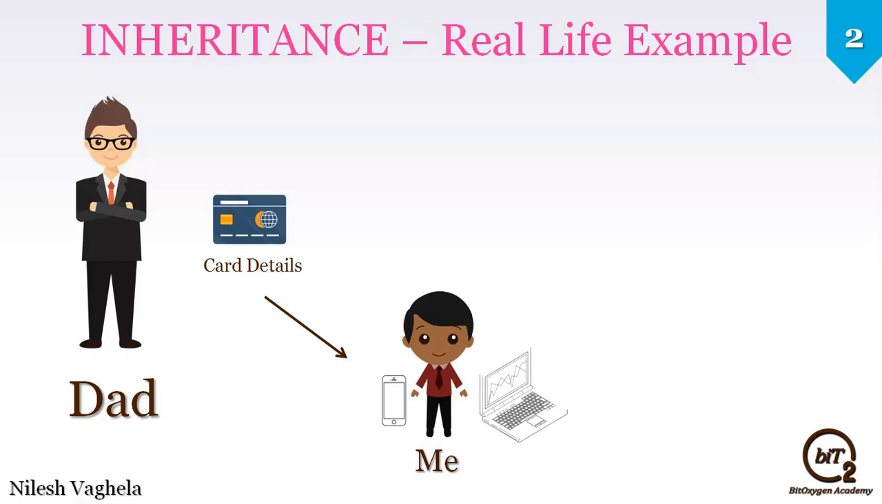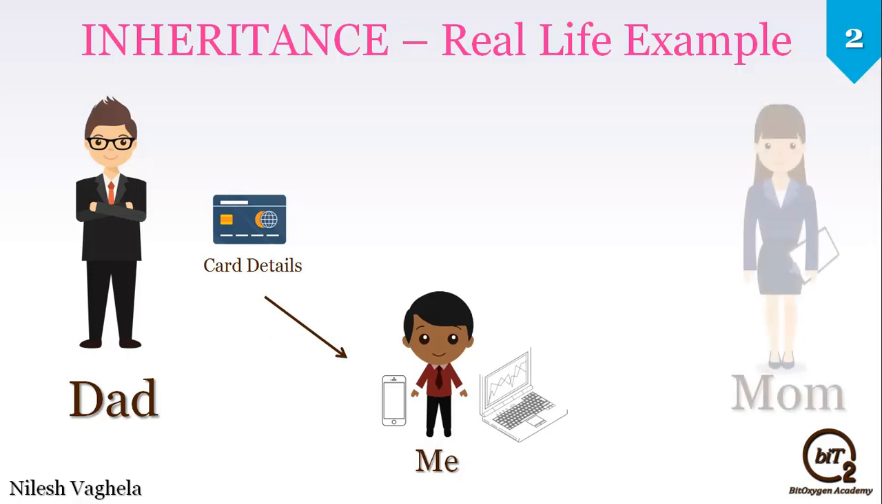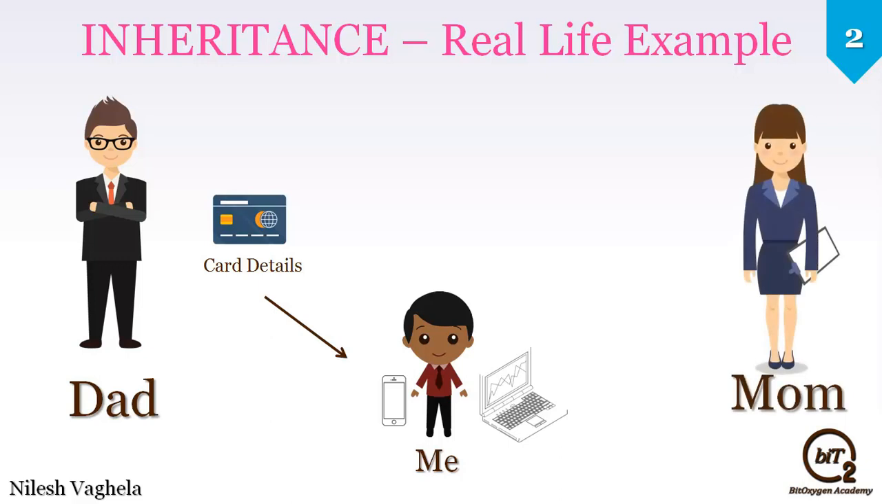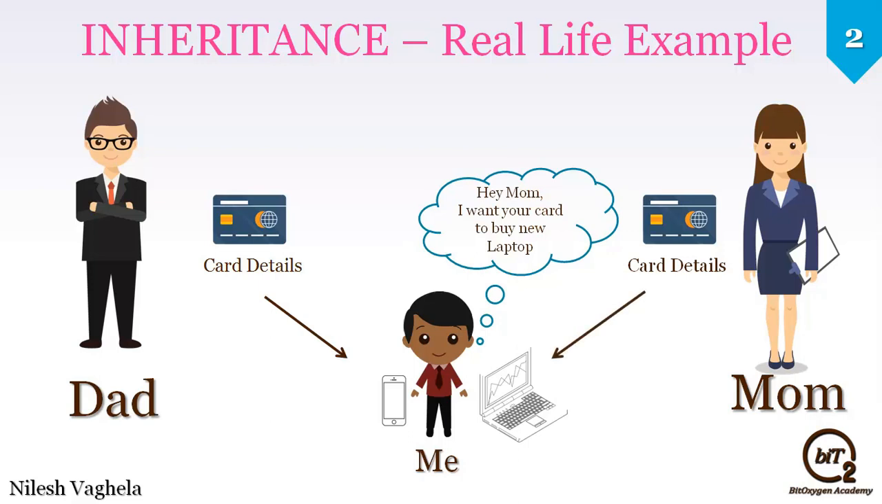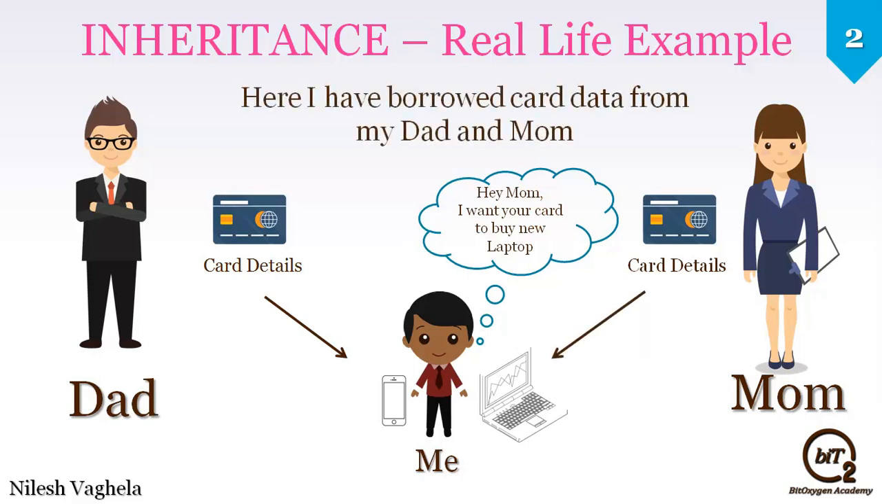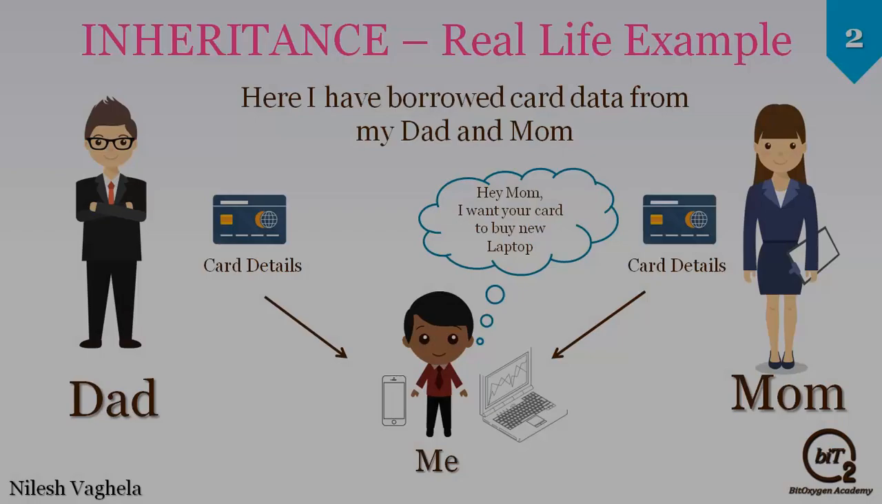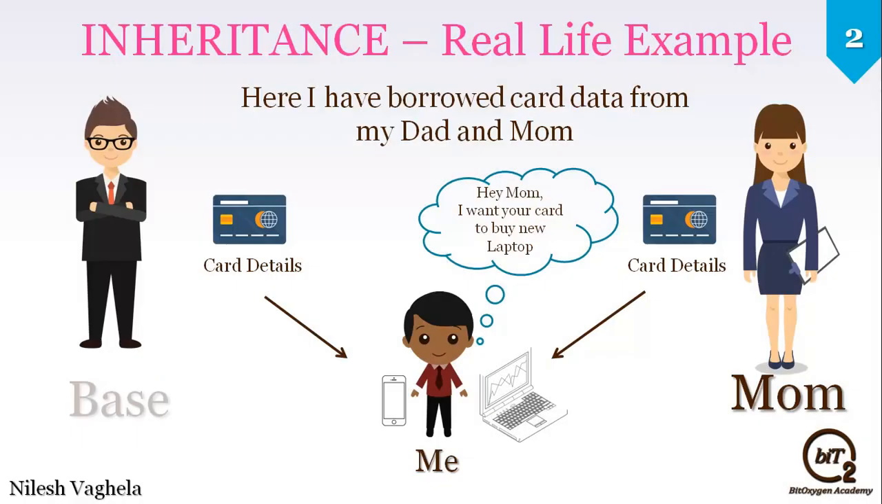Now I want to buy a new laptop, and for this I will be asking my mom. I will request that I need her card details for purchasing a new laptop, and she shares the card details the same way my dad has shared with me. So in this case, I have borrowed the data from my dad as well as my mom. My dad will be a base class as well as my mom will be a base class, and as I have derived the properties from them, I will be the derived class.